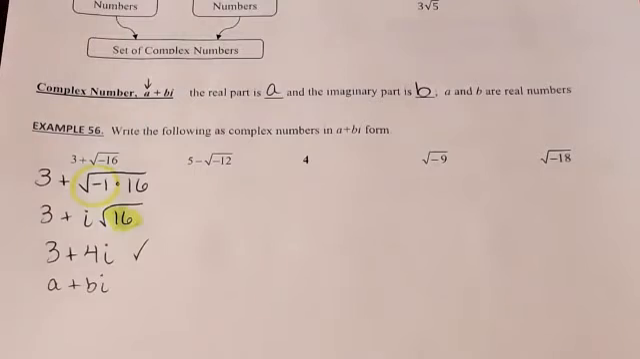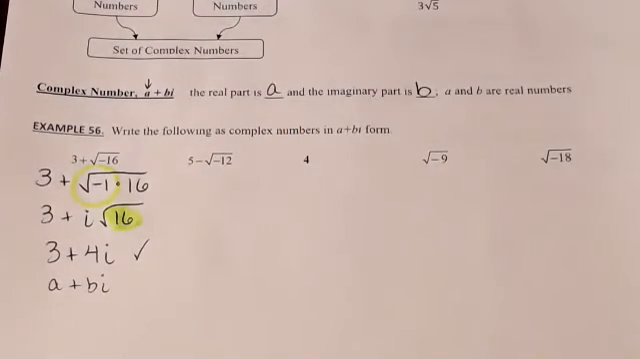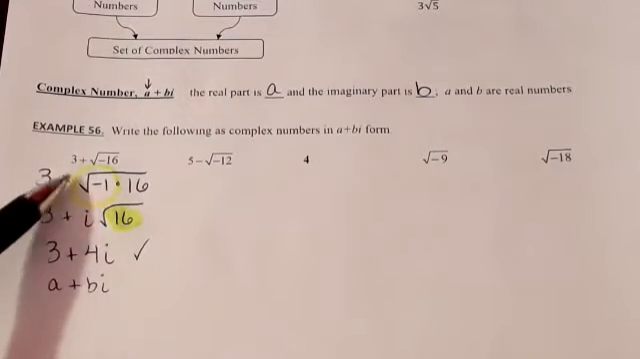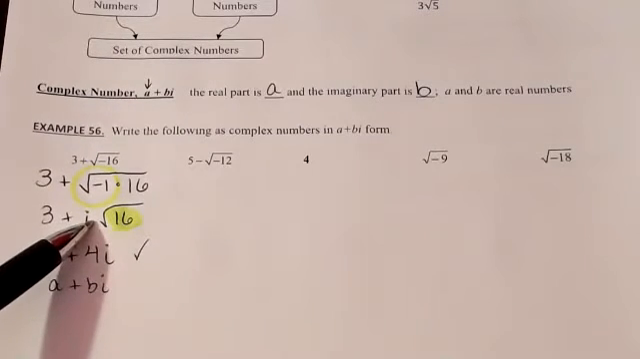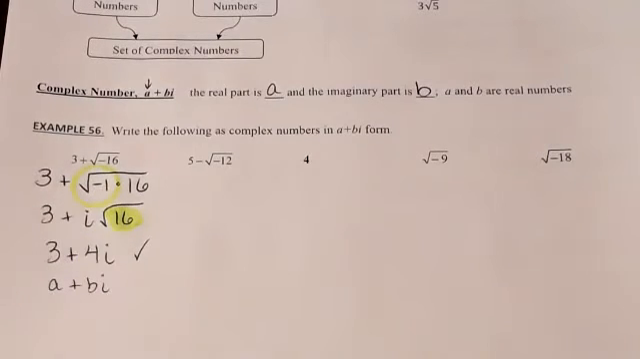Let's do it again. We have 5 minus... Professor, yes, go for it. So i is the imaginary number? Yes, i is the imaginary number, and i specifically is always just the square root of -1.